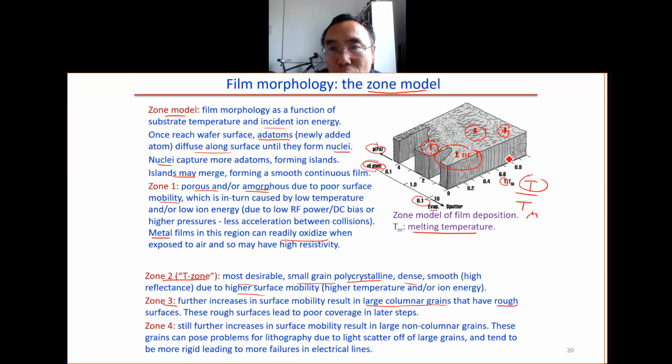Zone 4 is at even higher temperature. We have even higher temperature, so we have more surface mobility, so we have very large non-columnar grains. So this will be a problem. The film will be very rough, and when we do the lithography, the light will be scattered by the grains, and also the film is more rigid. So this leads to failure in the electrical lines. So this is not good. This is also not good. But this zone is good.